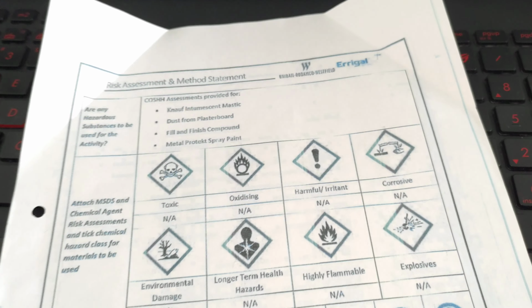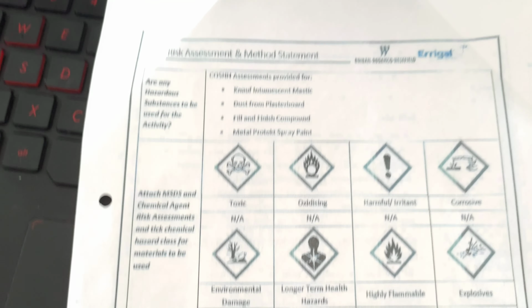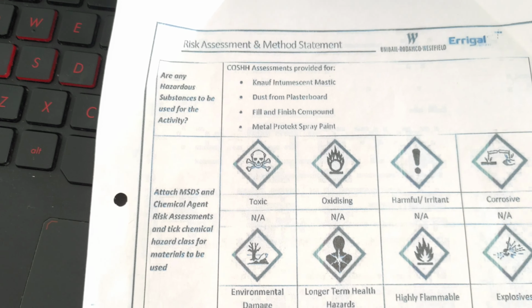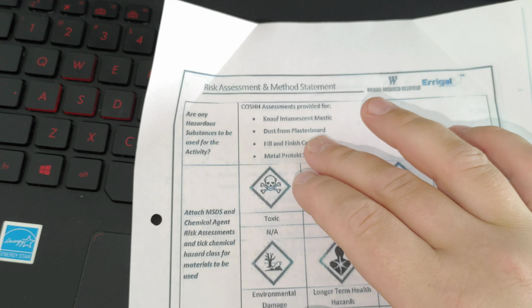So we're just gonna have a look at, I believe, the last one. We have some time though. Yeah, time is good. So hazardous substances, we're just gonna have a look at a few of them. So COSHH assessments provided for Knauf in a cementing mastic. We don't use this one.